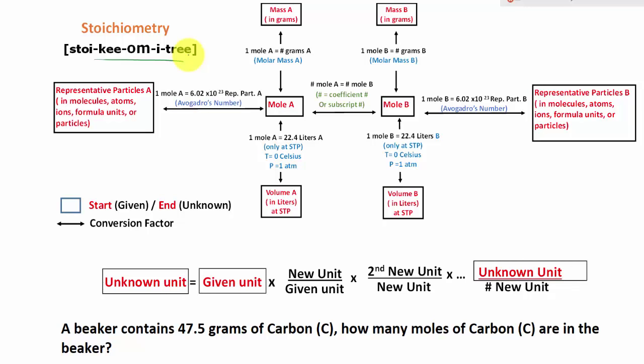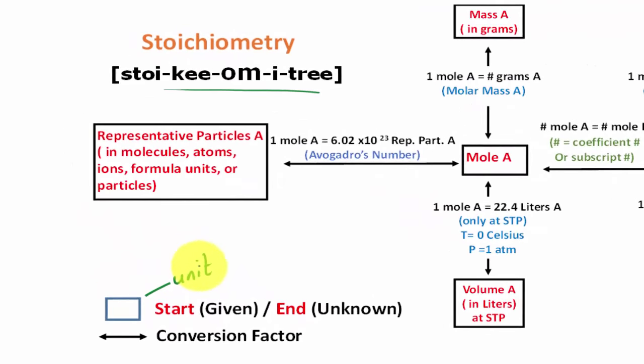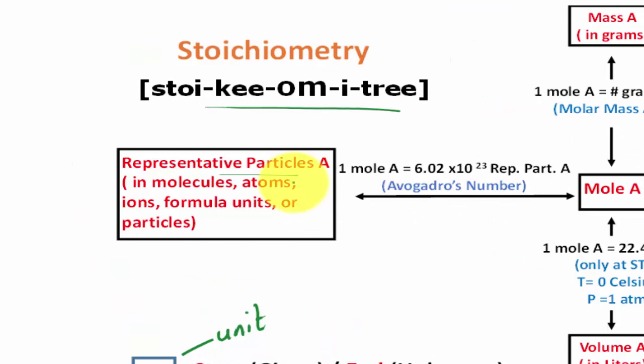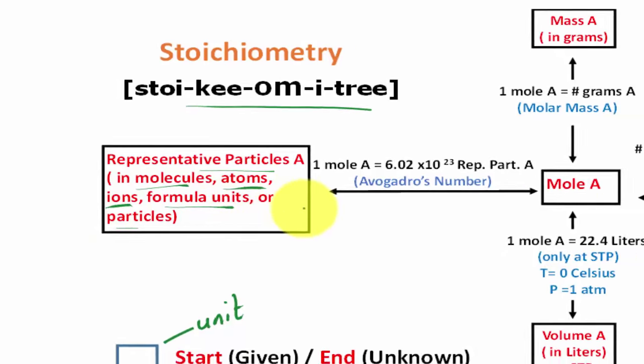Now, what do I mean by that? But before we do that, let's look at the parts of the flowchart. If we look at the flowchart as a whole, there are boxes, right? And each of the boxes represents a specific unit in chemistry, except for representative particles. Representative particle is a category of units that represent molecules, atoms, ions, formula units, and particles. So all of those units are part of the representative particles unit as a whole.